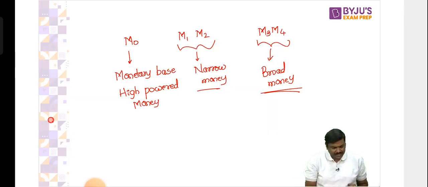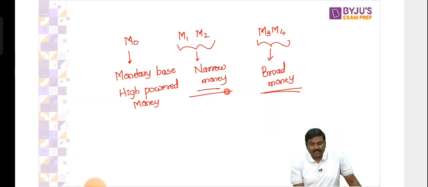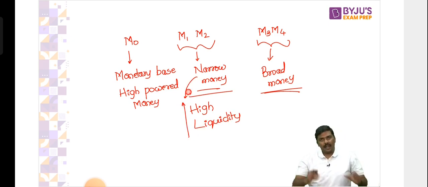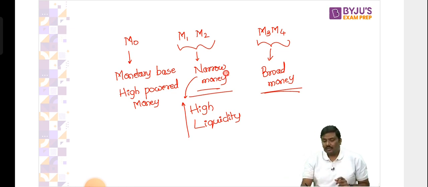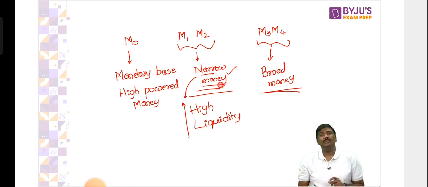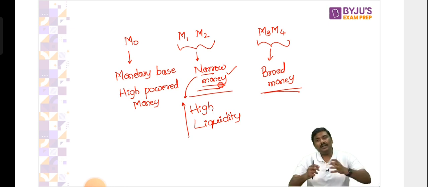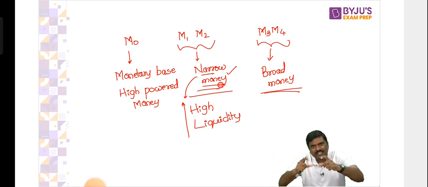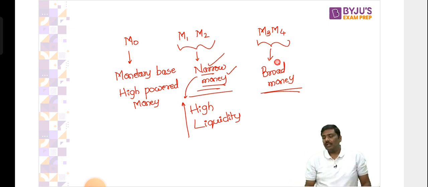Sir, why are these referred to as narrow money? Simple. Follow this carefully. Out of the total money which is supplied in the economy, whenever the money has high liquidity, it is called narrow money. Why the term narrow? Because I'm not looking at all the money. I'm looking very narrowly. Narrow means my coverage is very, very less. That is narrow money. Now, what do you mean by broad money?